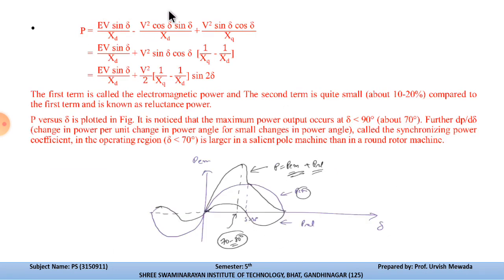Now if we solve further, after putting in the direct axis and quadrature axis reactances, the value that we derive from the solution is P equals EV sin delta divided by Xd plus V square by 2 into (1 upon Xq minus 1 upon Xd) into sin 2 delta. So the first term is called the electromagnetic power, and the second term is quite small, about 10 to 20% compared to the first term, and it is known as the reluctance power.